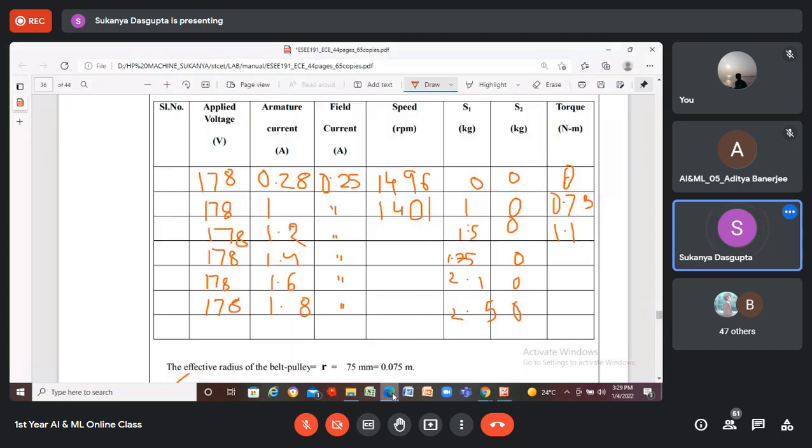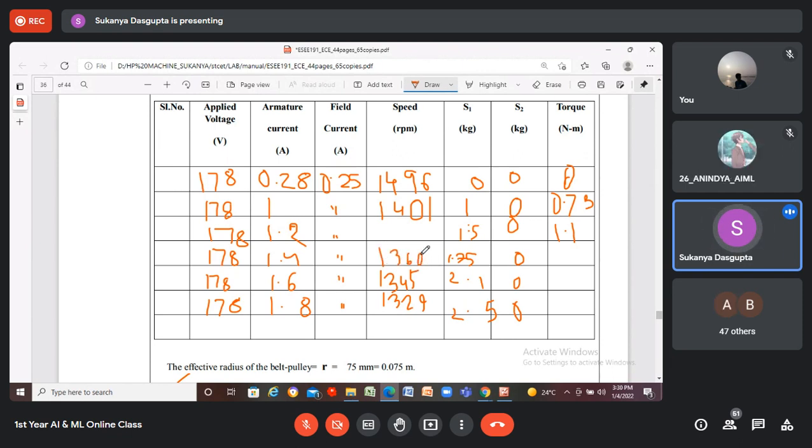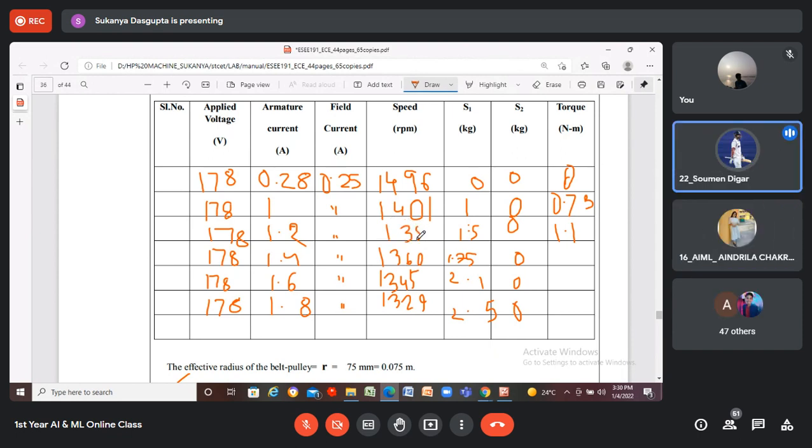Okay. 1329. Before that, 1345, before that 1360, and before that 1387. Correct. You calculate this torque.